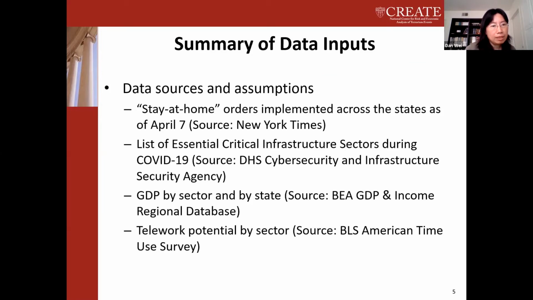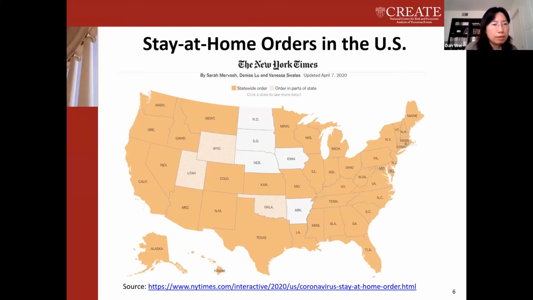What we did next is to identify the economic sectors that are subject to the mandatory closures. We also considered the telework potentials in terms of the output that can be produced by telecommuting for the non-essential sectors that are covered by the mandatory closures. Altogether, these states account for about 97% of the total U.S.